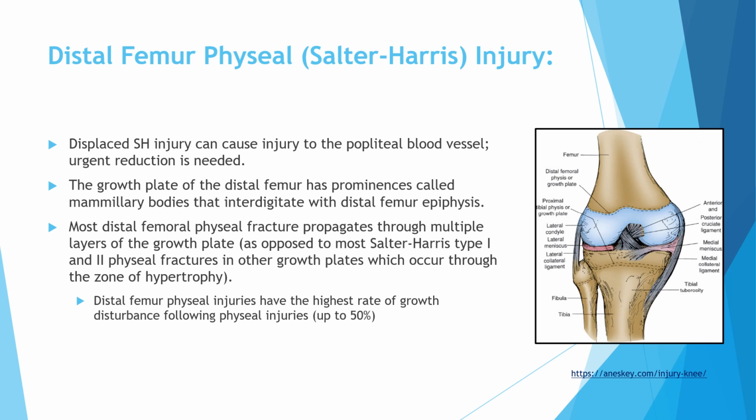And then the growth plate of the distal femur is not a straight line. There is prominence called mammillary bodies. It interdigitates with the distal physis. The injury that happens does not go through one layer, which is the zone of hypertrophy, or the part of it that is the zone of calcification. It occurs through multiple layers, and that's why it's more prone to get growth disturbance. It's the highest growth disturbance among all growth plates, up to 50%.